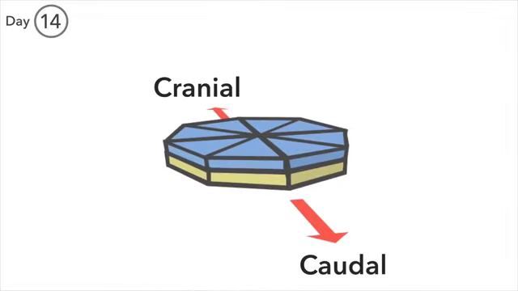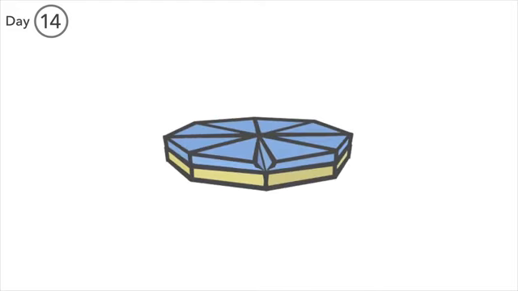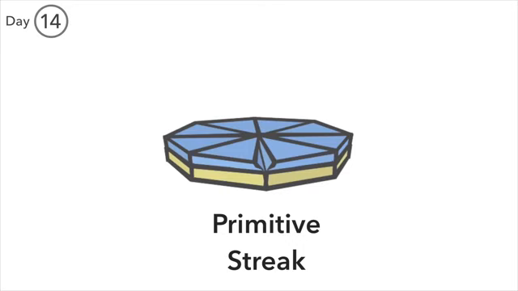Cranial just means head end of the embryo, caudal means tail end. We can see here this little dip in the middle. Cells in the epiblast begin to differentiate, change type, and burrow underneath the layer of the epiblast. So this looks like a burrow down the caudal end of the epiblast. It's known as the primitive streak, and seeing that marks the beginning of gastrulation.